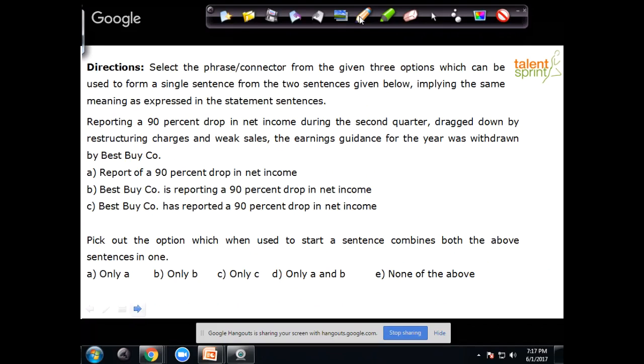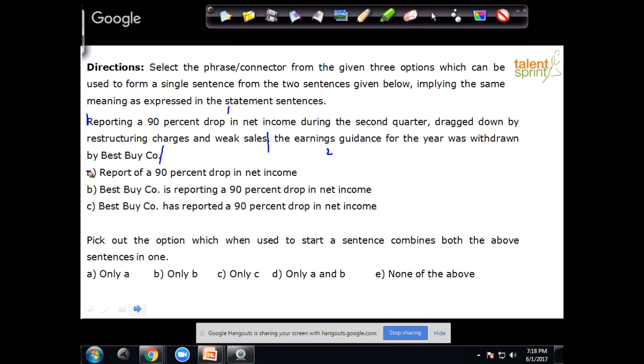Let's look at it. So this is, where is the second sentence? I'm a little confused now. So I'm guessing this is the first sentence and this is the second sentence, I guess. I don't know. I'm just trying to logically break down the sentence. Yeah, let's look at it. So my options are report of a 90% drop in net income. Best Buy Co. is reporting a 90% drop in net income. Best Buy Co. has reported a 90% drop in net income.